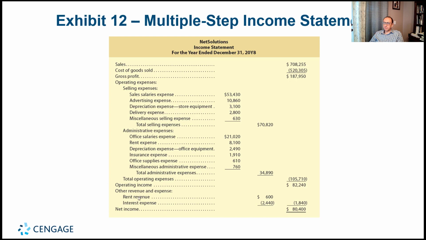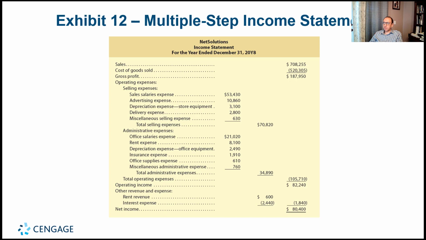Then if we have any other revenue, like rent revenue, that's not really related to the operation of the company. They have a warehouse or land that they're renting out. And then they have interest expense. Again, that's not directly related to the operations of the business. So we add the rent revenue, subtract the interest expense to get the total other revenues and expenses, and it turned out to be a negative value, so we subtracted it from the operating income to get what we call net income. Net income is the bottom line number in the multiple step income statement.